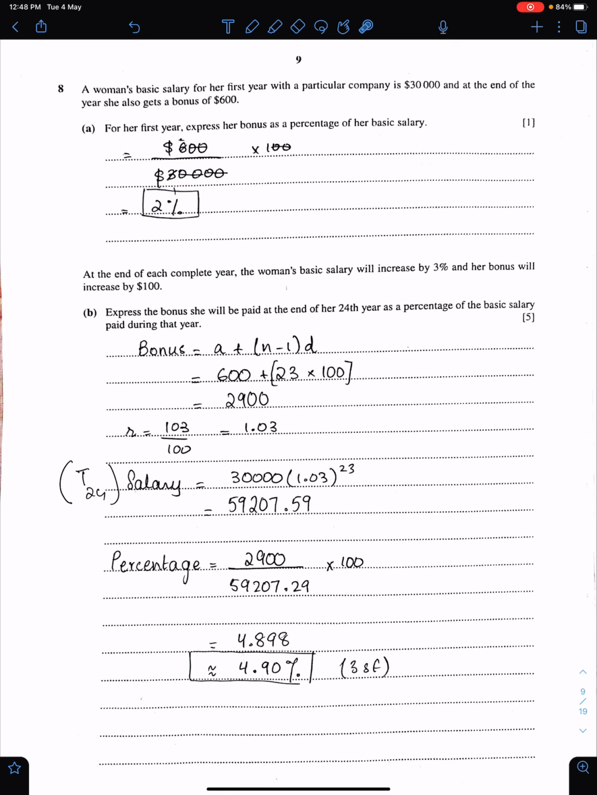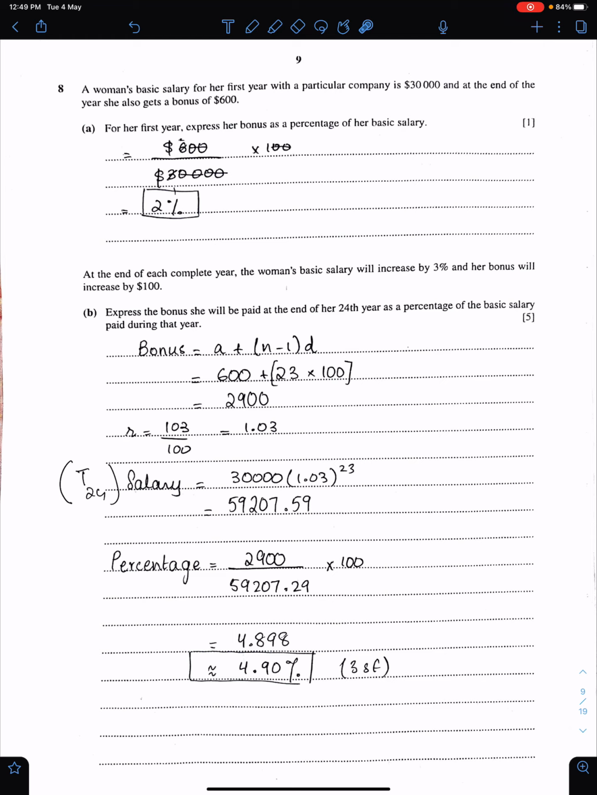Next part. At the end of each complete year, the woman's basic salary will increase by 3%. This is r, 1.03. Increase of 3% means 1.03. And her bonus will increase by $100. Express the bonus she will be paid at the end of her 24th year as a percentage of the basic salary paid during that year. 24th year means T24.